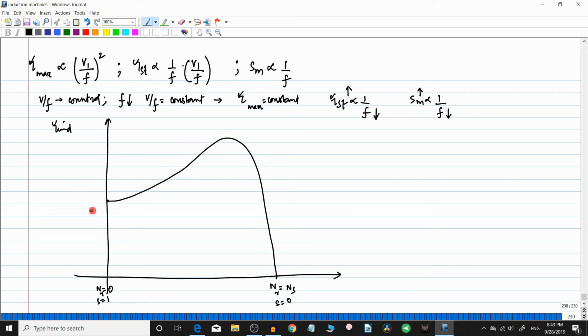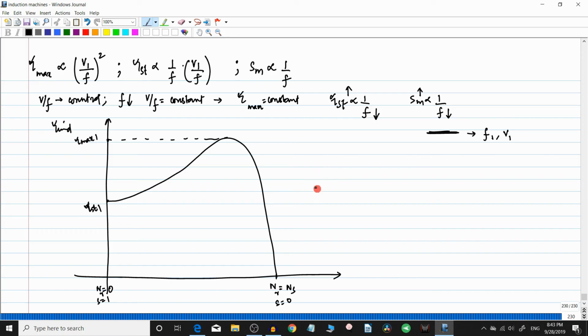Here you are having the starting torque TST1, and you are having the maximum torque, Tmax1. And this black line, I will just put it here. This black line conditions are that the frequency is F1, V1 is the voltage, and that is the black line.